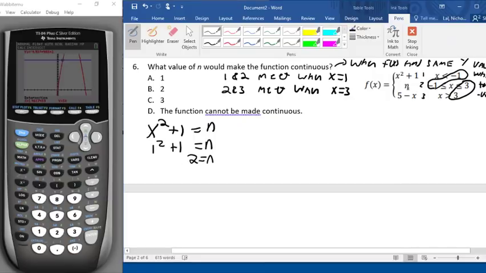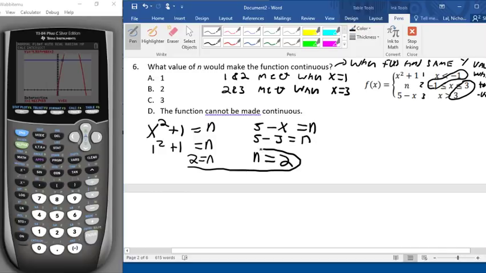So let's look at it again for functions 2 and 3. 5 minus x is equal to n. Function 2 and 3 meet when x is equal to 3. So 5 minus 3 is equal to n, so n is equal to 2. In both scenarios, n is equal to 2, so the function can be made continuous. And that's when n is equal to 2. That would make the function continuous.